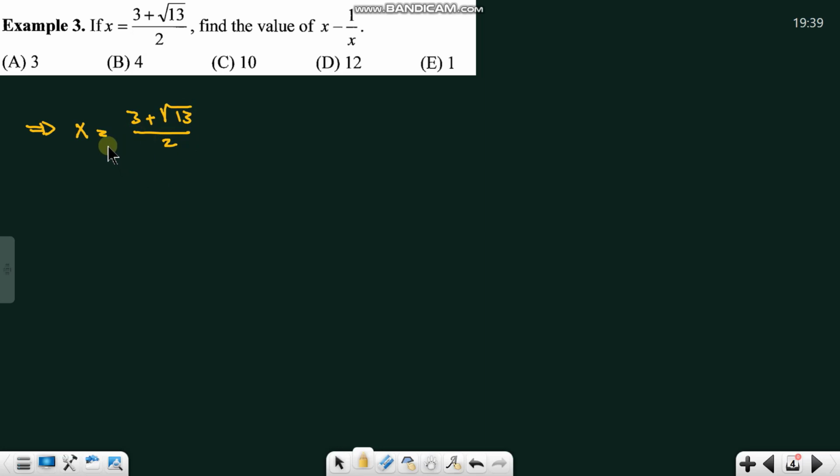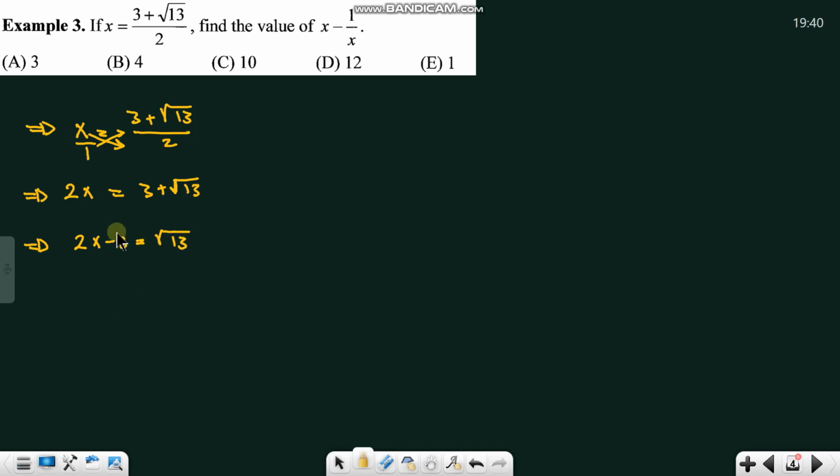So what we need to do here is cross multiply, which is x multiplied by 2, giving 2x, and 1 multiplied by 3 plus square root 13. Now we will take 3 to the other side, and it will be negative. The sign of 3 is positive, that's why it became negative. Good. So if I take it to the other side, it will be 2x minus 3 equals square root 13.